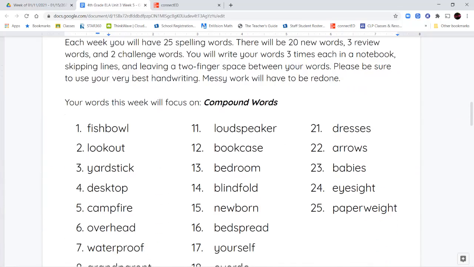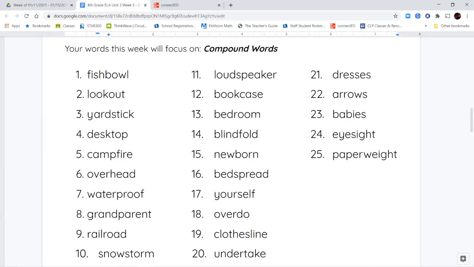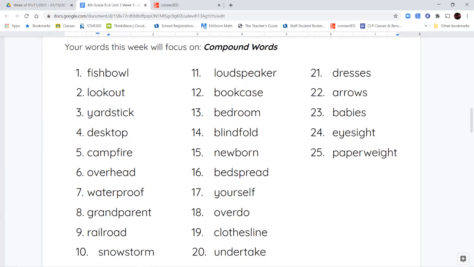Now, our spelling words for this week are all compound words, and we've worked with compound words in the past. We're going to work with them a bit more this week.